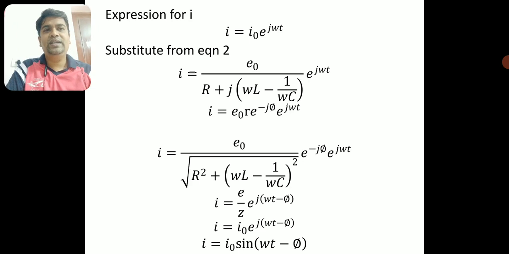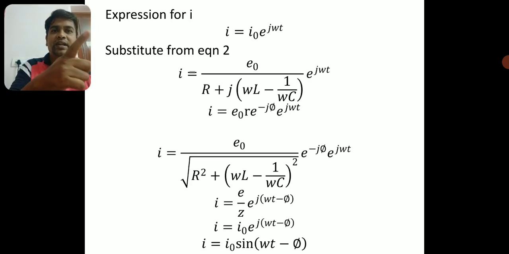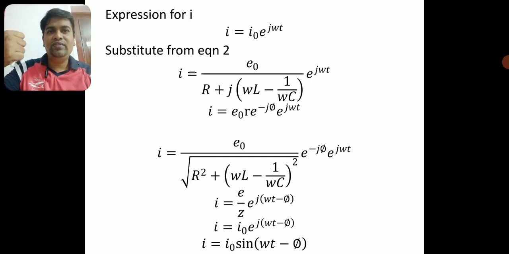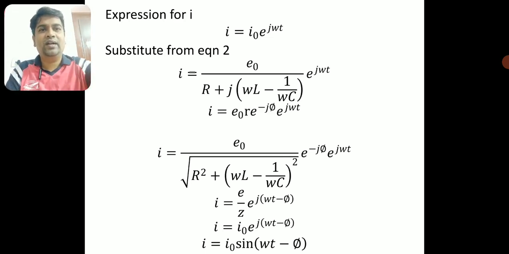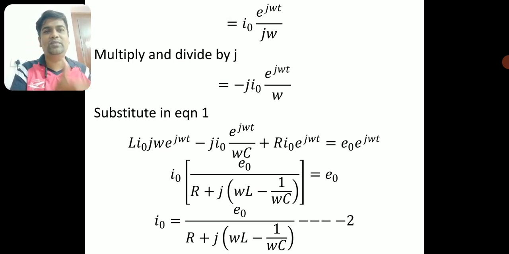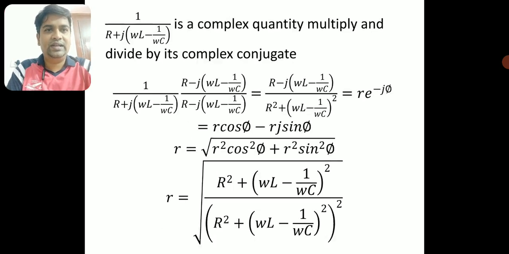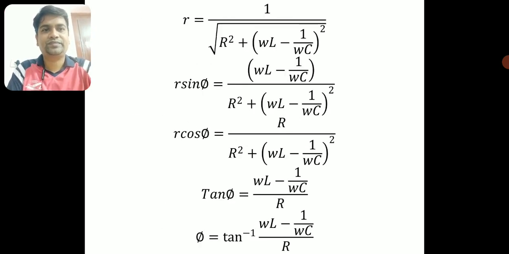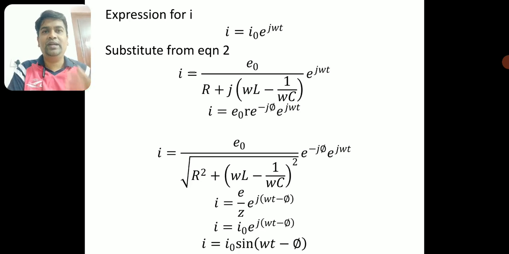Expression for current, I know it is I equals I naught e to the power of j omega t. I can write an equation for I naught; I have written an equation for I naught in equation number 2. You go back and check. I naught is E naught by R plus j omega L minus 1 by omega C. That thing I am substituting here. E naught by R plus j into omega L minus 1 by omega C is what I naught is, which is written in equation 2.